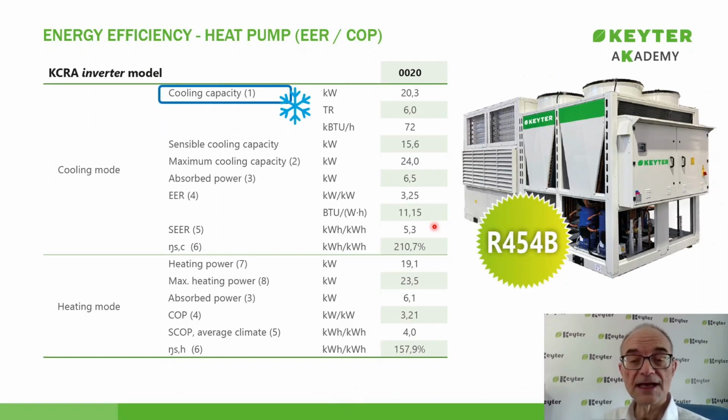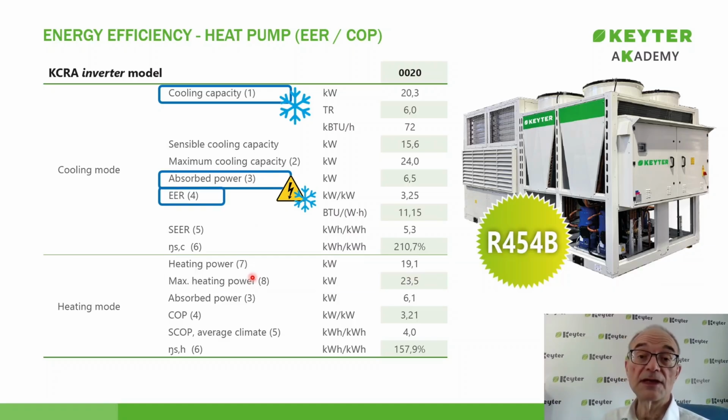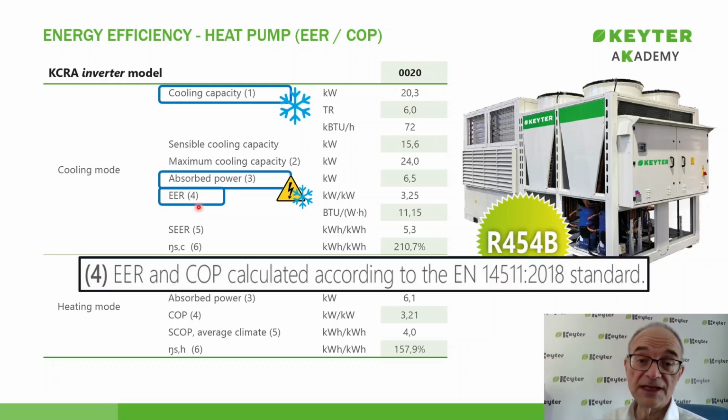All right. Taking that cooling capacity, which we already know, we will now look at the power consumed in cooling mode. This cooling mode also has a note 3, which tells you that it is the total power consumed by the equipment. All right, with those two pieces of data, we could now calculate the EER, which also has its note 4, and tells us that both the EER in cooling mode and the COP in heating mode are to be calculated under the standard EN 14511. In this case, we have the 2018 version, but there are later versions. The version that applies to each unit is the one that is used.